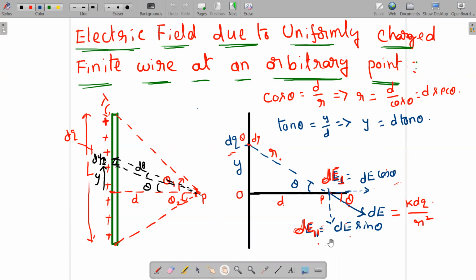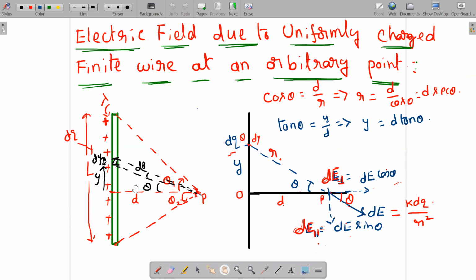So what we are supposed to find out here? Electric field due to uniformly charged finite wire at an arbitrary point. In the previous session we discussed how to find electric field due to this same uniformly charged finite wire at an axial point. Right now we are discussing how to find the same at any arbitrary point.